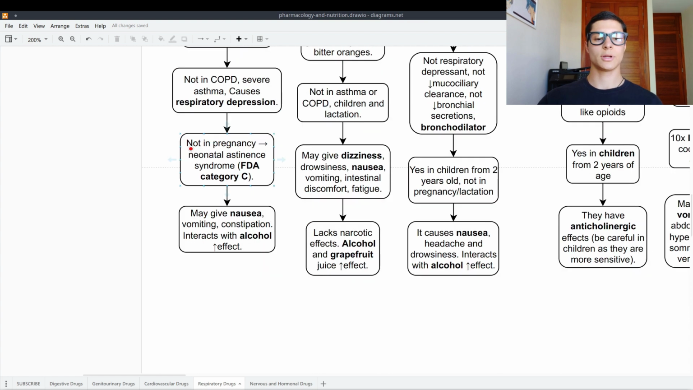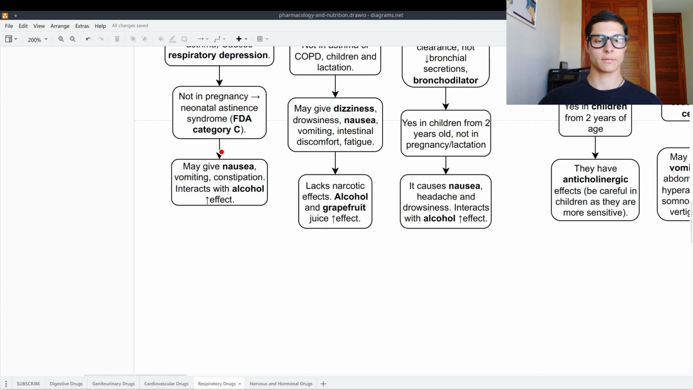Very important. It is not prescribed in pregnancy because it may give the neonatal abstinence syndrome, and this is a reason why it is FDA category C, so not really safe. It may give nausea, vomiting, constipation, and the interaction with alcohol increases its effect, as in every opioid antitussive.